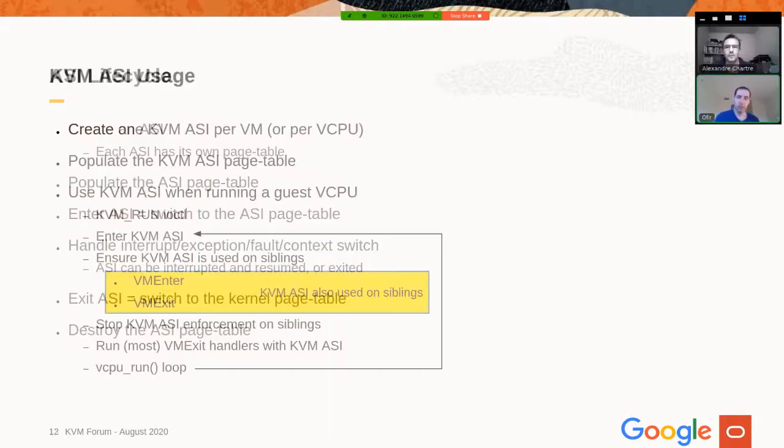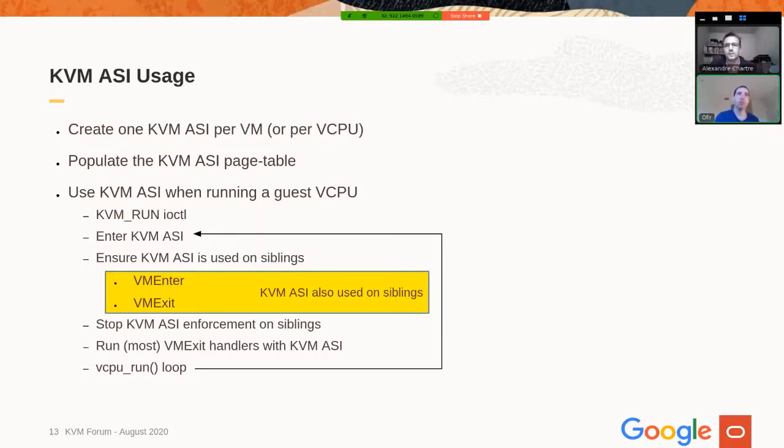If we look at the usage more specific to KVM, the idea is that we will create one ASI per VM or per vCPU. It depends on the implementation. I've tested both. You have pros and cons for both of them. If you create one per VM, then you will use the same ASI for all vCPUs. Otherwise, you can also have one per vCPU. It depends on the implementation you want to do exactly.